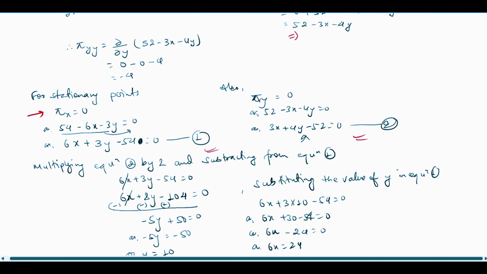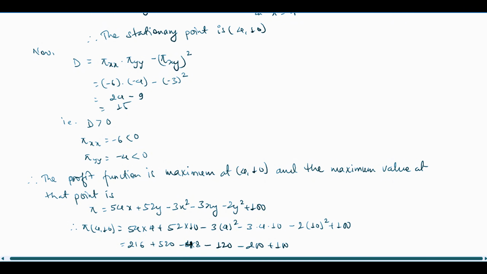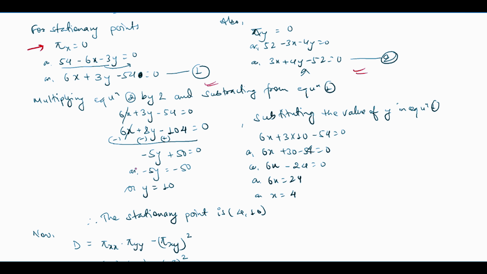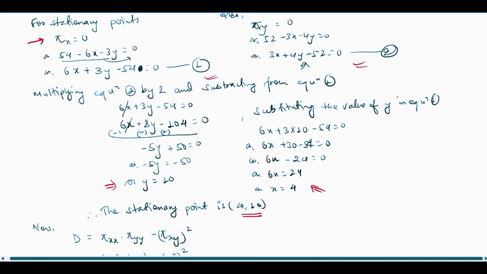We can use any method. Over here I have used the elimination method. By doing so, the number of y items is 10, and substituting it in equation 1, the number of x items is 4. Therefore the stationary point is 4 comma 10, meaning this is the number of items that need to be produced: x items 4 units and y items 10 units.